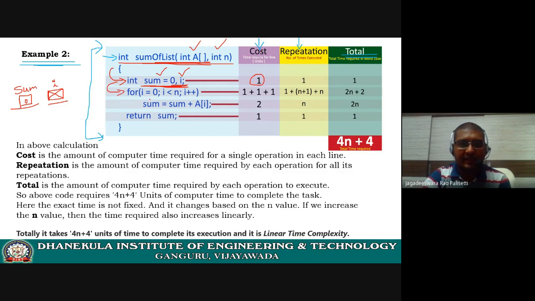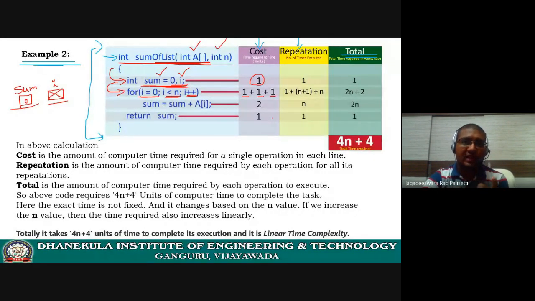Okay, for this next line, initially what is the cost? Cost in the sense, for this we have to read 1 unit. For this we are going to read 1 unit. Three different fields are there for this for loop. So initial assumption we are taking 1 unit, 1 unit, 1 unit.